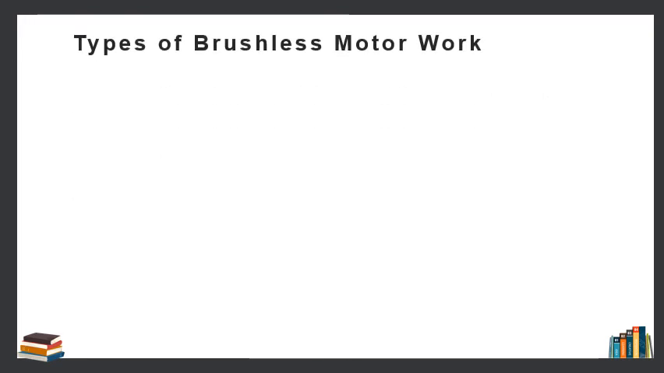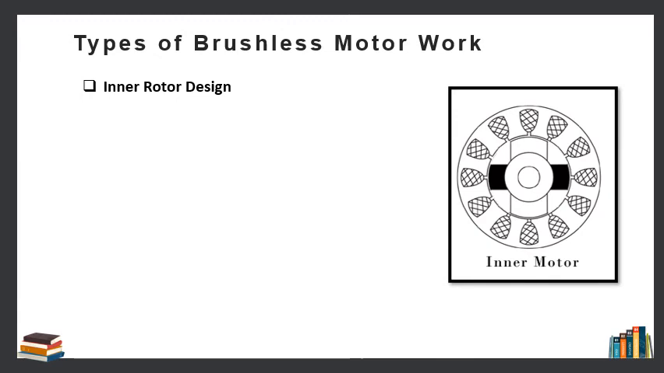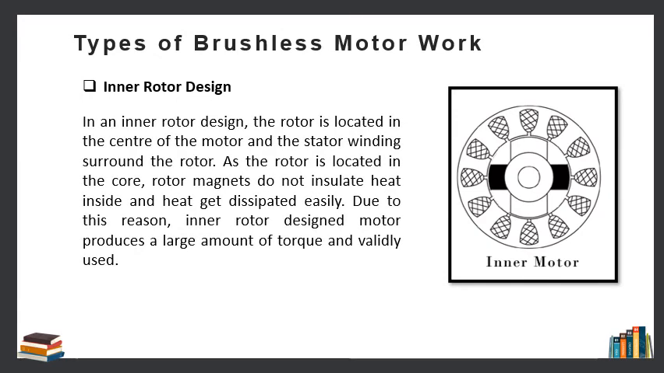It's called the inner rotor design. This is the diagram for the inner rotor motor. In the inner rotor design, the rotor is located in the center of the motor and the stator winding surrounds the rotor. As the rotor is located in the core, the rotor magnets do not insulate heat inside and heat gets dissipated easily. Due to this reason, the inner rotor design motor produces a large amount of torque and is widely used.